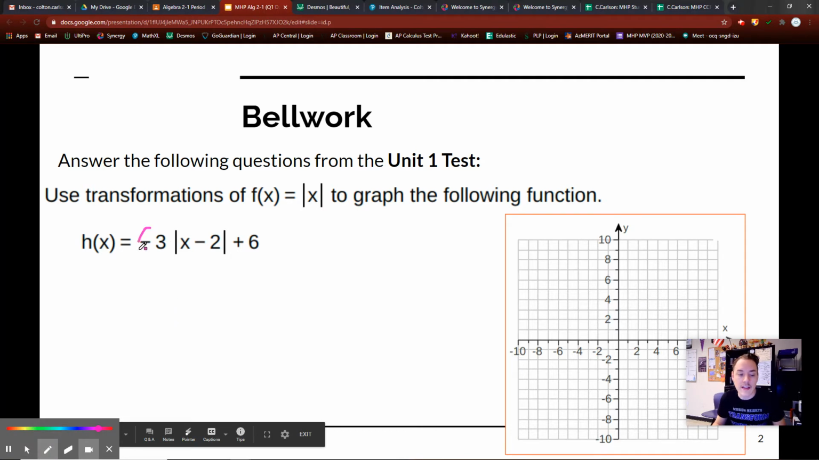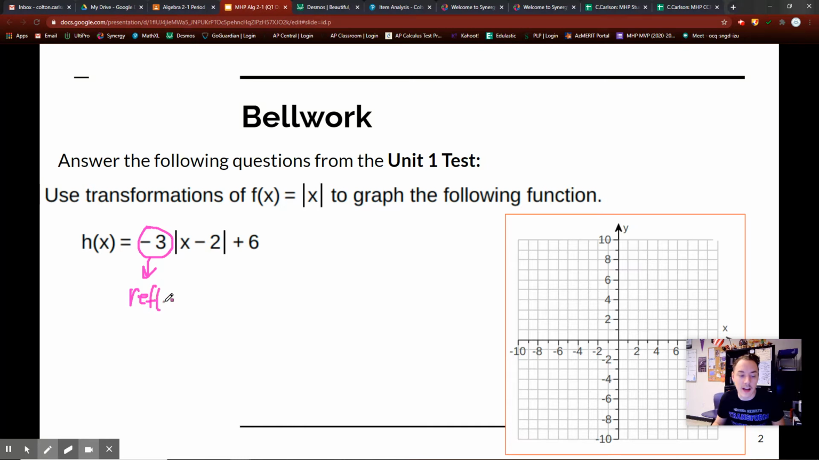First things first, this negative 3 right here, what this tells me is that it's going to reflect across the x-axis. Okay, why? Because it's negative. Now the 3, don't really get too bogged down with what the 3 does. Technically, it makes it really skinny. Okay, so the 3 makes it really skinny, but you don't really need to know that because on Math Excel it's just going to be A, B, C, or D, and it's going to be very obvious which one it is after I show you the rest of these transformations.